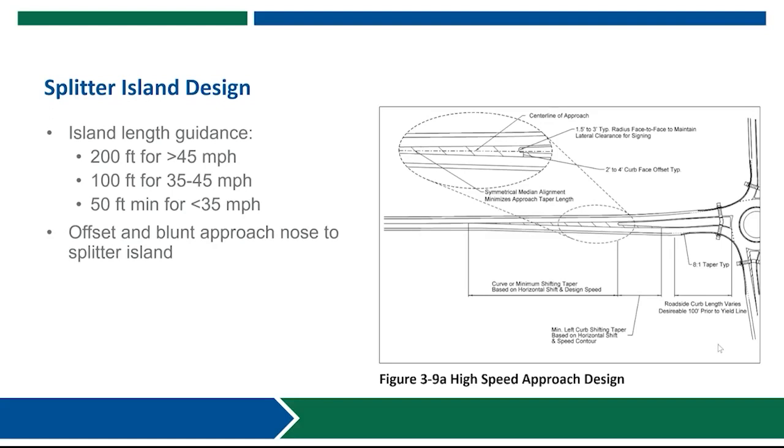The other thing that we want to consider is the geometry of the approach nose itself. As illustrated in Figure 3-9A of the GDOT Roundabout Design Guide, we want to offset the face of the curb 2 to 4 feet away from the lane line to help with funneling those drivers in as they're approaching the intersection and having the curbing being added to the typical section. The nose of the island itself is typically a 1.5 to 3 foot radius to allow for a large enough nose to make it visible to drivers.